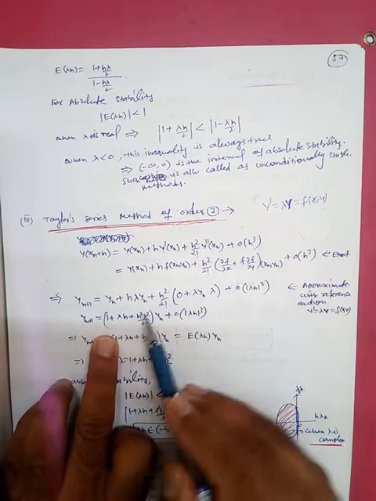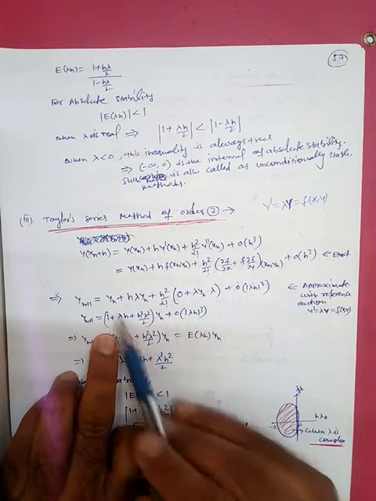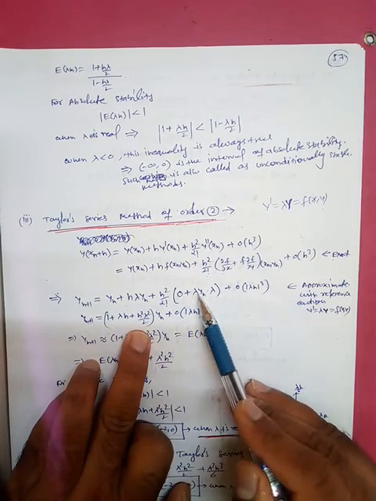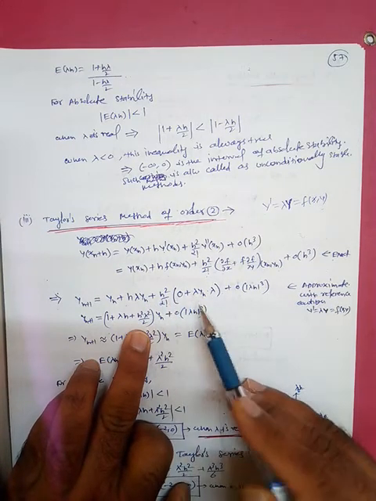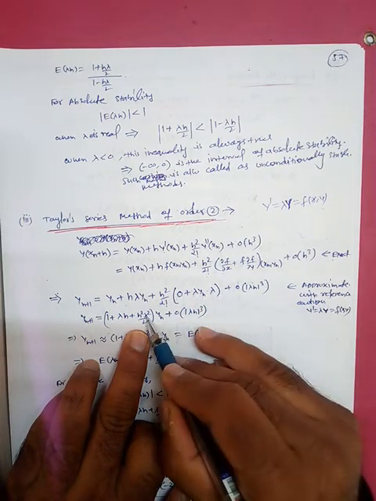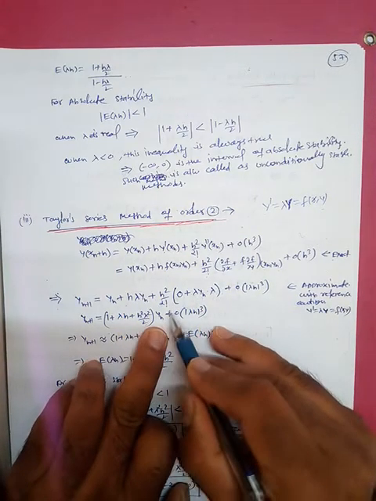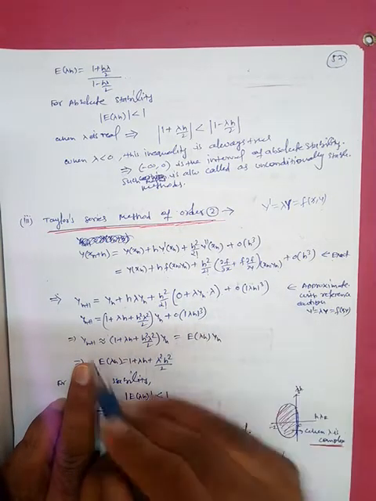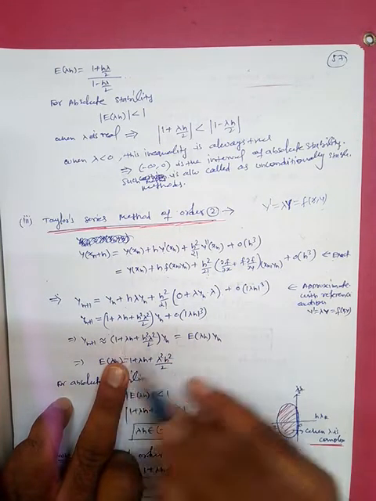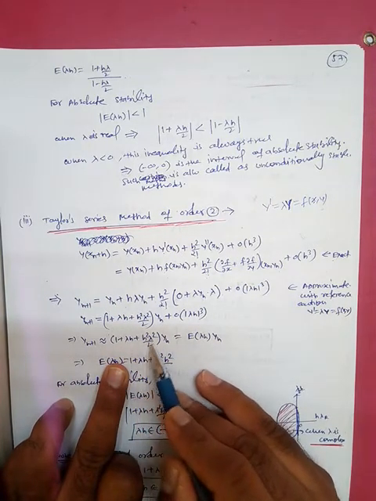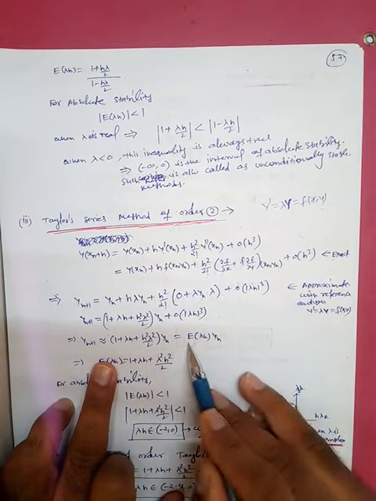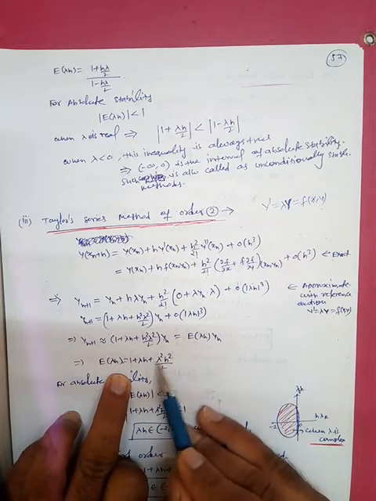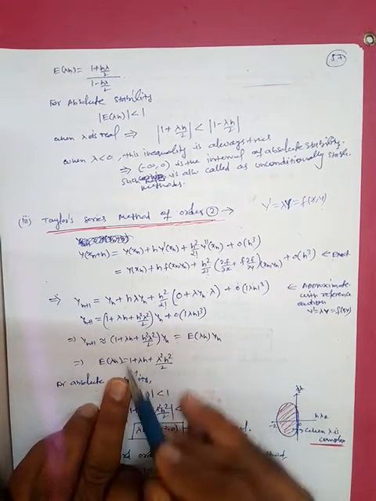From here you can take yn common, so we will get 1 from here, h lambda from here, and lambda h²/2!. Lambda into lambda will give you lambda square, so h² lambda²/2 yn plus higher order terms. When you remove these, we get the approximation formula: yn+1 is approximately equal to (1 + lambda h + lambda² h²/2) yn. This is nothing but your e^(lambda h) times yn. So e^(lambda h) here is 1 + lambda h + lambda² h²/2. So basically this is a second order method.